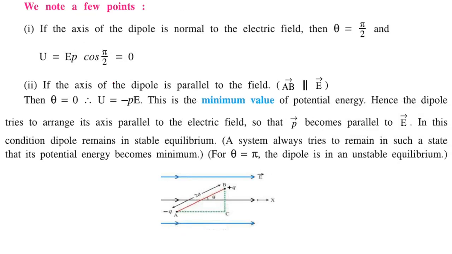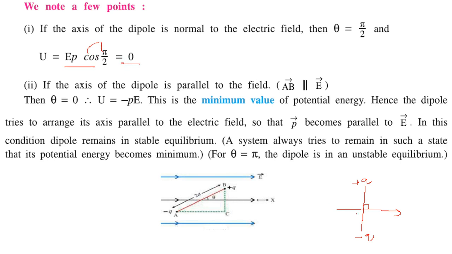So what we should note here, because cos is involved, if the axis of the dipole is normal to the electric field, that is theta equal to pi by 2, this is the electric field and this is the dipole, say minus q plus q. This is 90 degrees. So when this is 90 degrees, this E dot P will become EP cos theta. Theta is 90 degrees. So cos 90 is 0. So this potential energy of a dipole becomes 0.